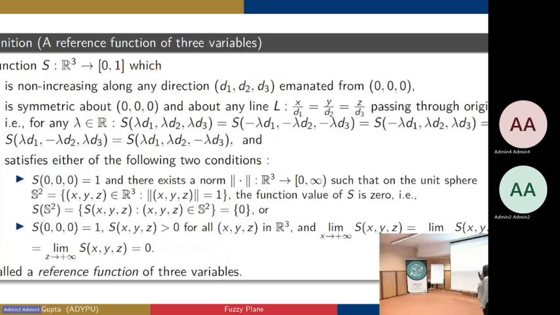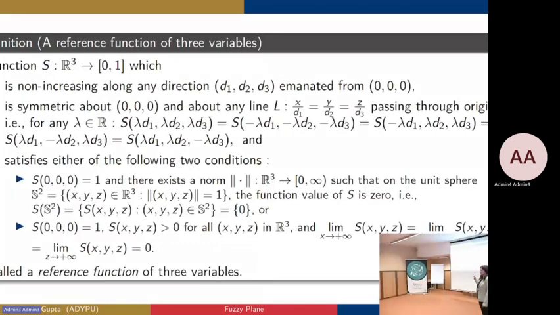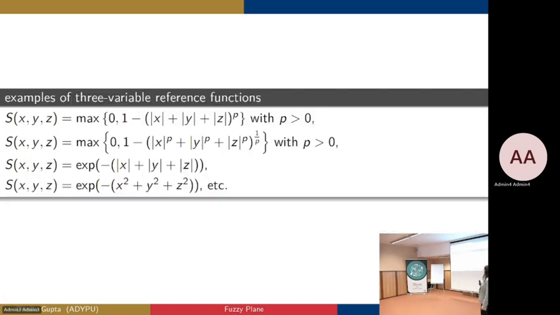Now we have defined a reference function of three variables. In the literature, a reference function of one variable is already defined, but what if we extend it to three variables? A function S from R3 to the closed interval [0, 1], which is non-increasing along any direction emanating from the origin, is symmetric about the origin, and satisfies this condition, is called the reference function of three variables. And these are a few examples.